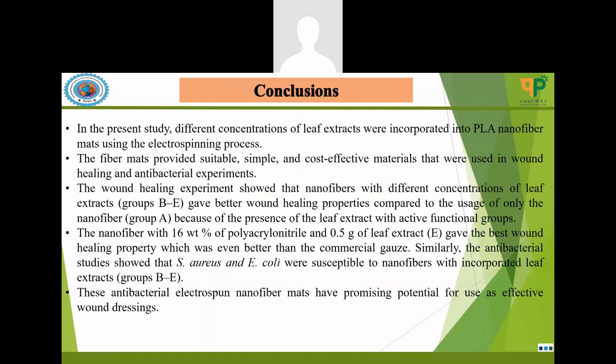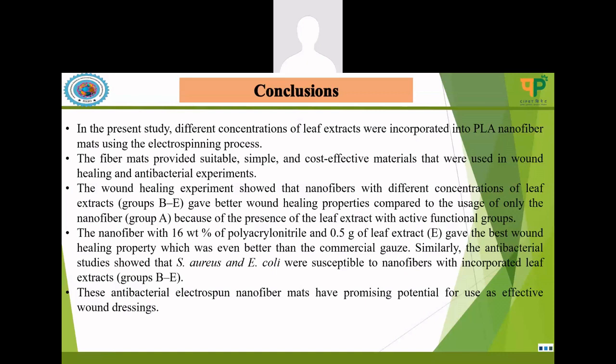Now, in the present study, different concentrations of leaf extract were incorporated into nanofiber mats using the electrospinning process. The fiber mats provided suitable, simple, and cost-effective materials for the wound healing and antibacterial experiments. The wound healing experiment showed the nanofibers with different concentrations of leaf extract, from group B to E, gave better wound healing property compared to the use of only nanofiber, which is group A, the only polymer nanofiber, because of the presence of leaf extract with active functional groups.